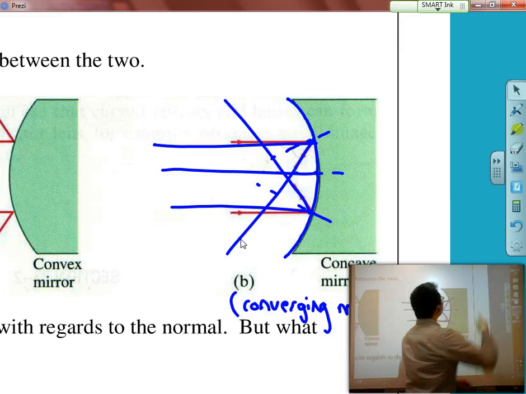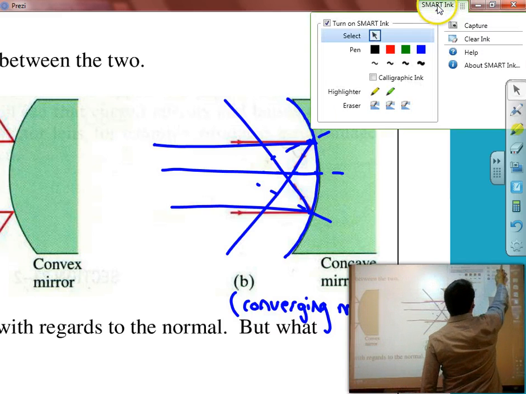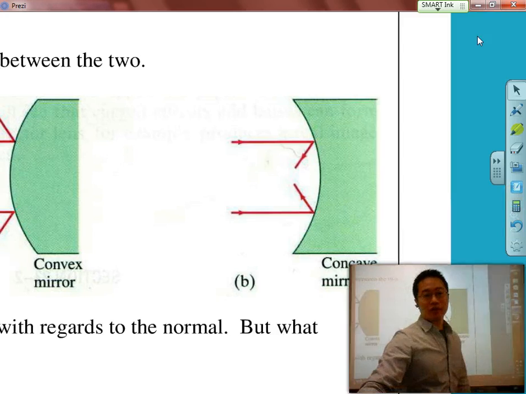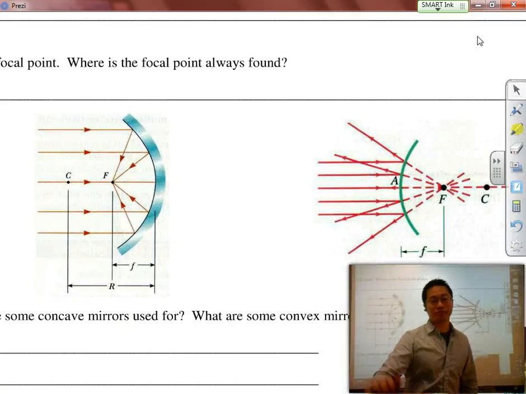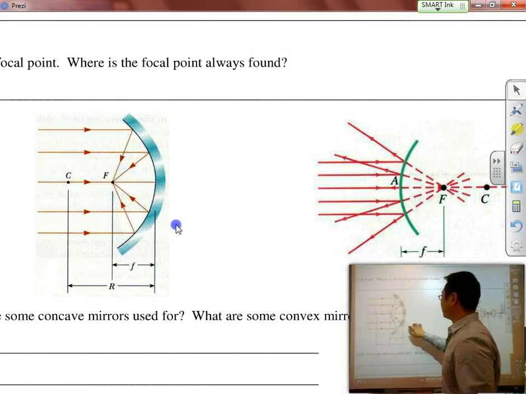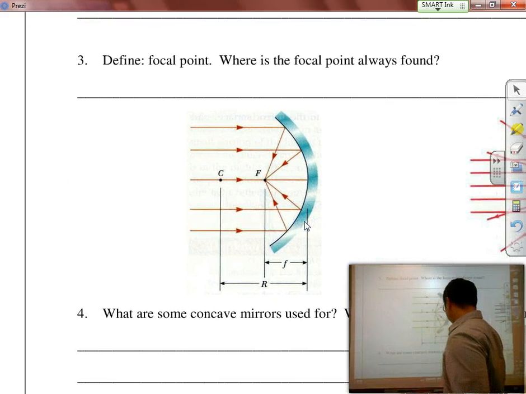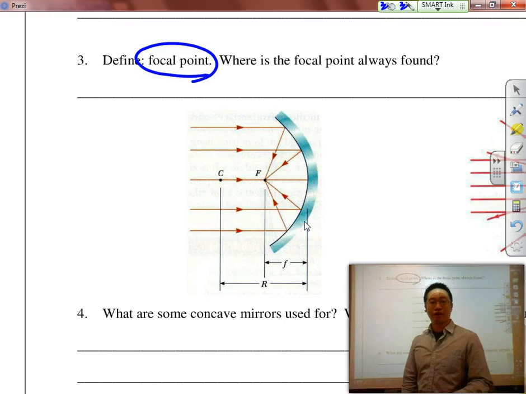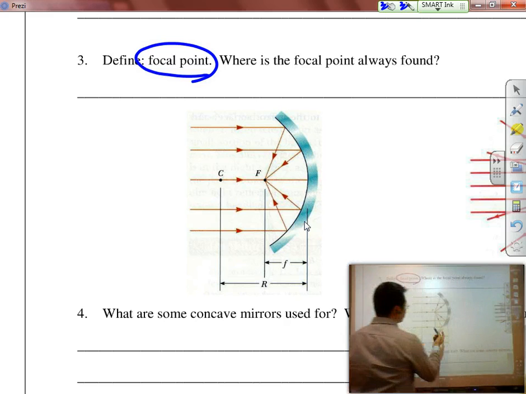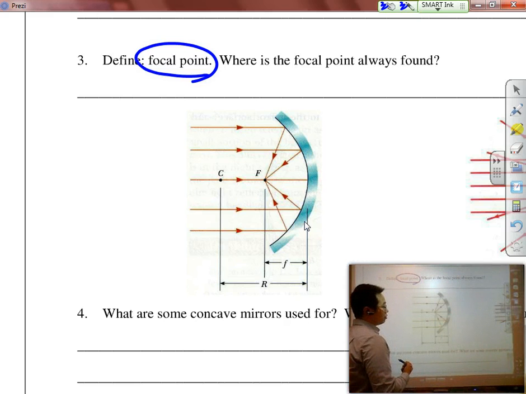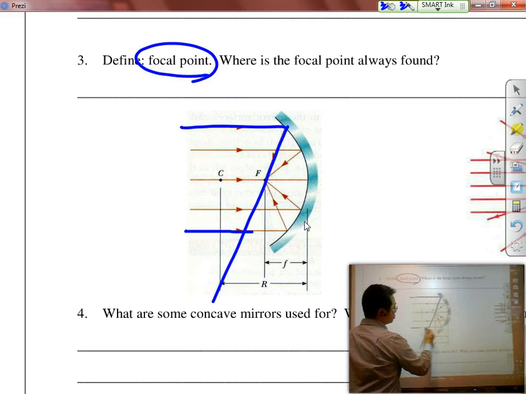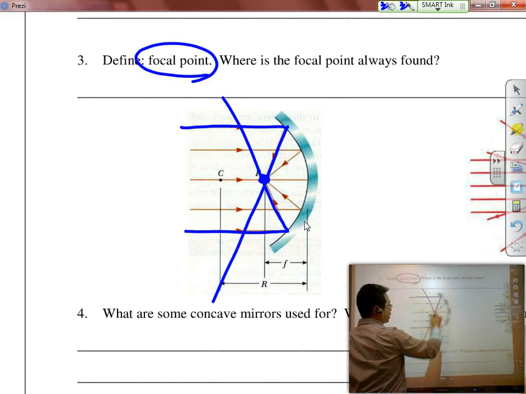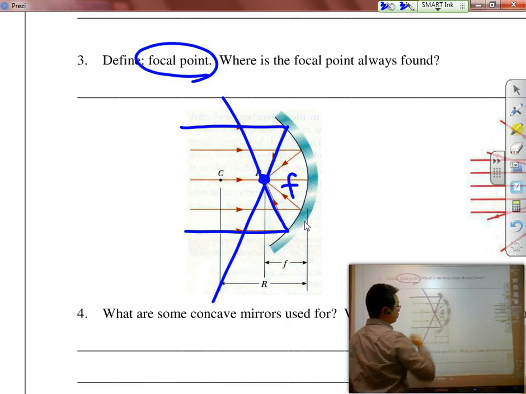Now, when they actually converge and come together at that single point, that has a specific name. And that's the focal point, where all the light rays come together and converge. So you can see with this concave mirror that when they strike, they all pass through this one point in the center, which is labeled F.